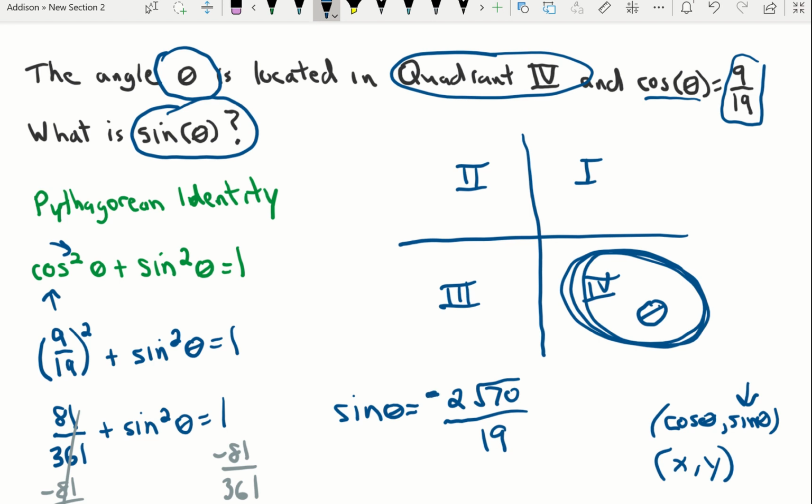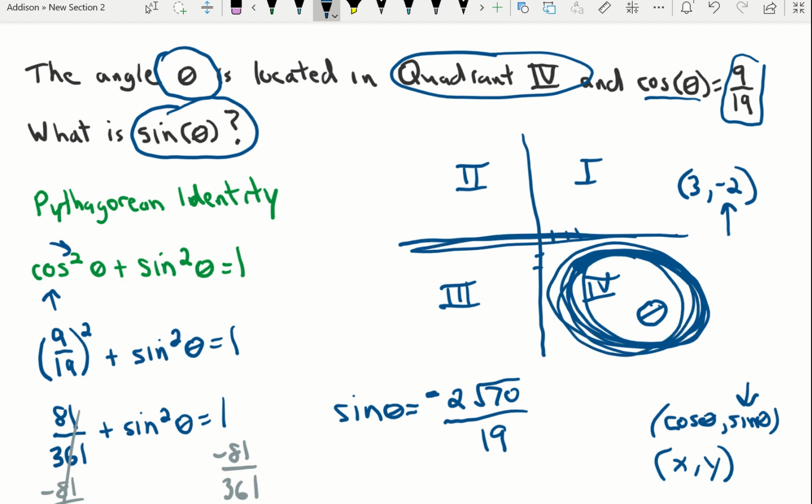So I'm going to make that negative. And if you're thinking, wait, what? Well, imagine if you had to graph the point 3 comma negative 2. That's going to be 1, 2, 3, and then down 2. So it's going to be somewhere down here, and that y value is negative. Any point that you graph down here, the y value is always going to be negative because it's below the x-axis. So that's why you have to change this to be negative.